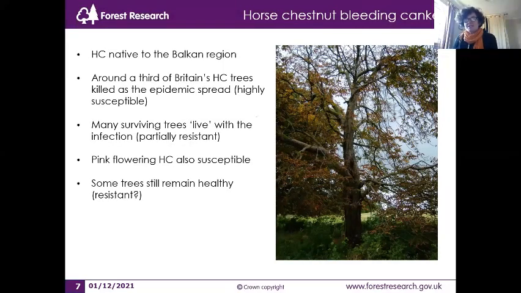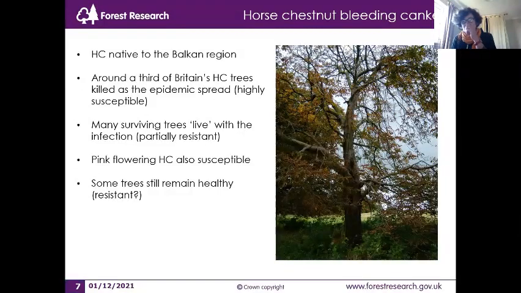You probably are aware that horse chestnut is not native to Britain. It's native to the Balkan region and continental Europe, and it was introduced into Britain in around the 16th century. So it was planted here, and we don't know what the genetic diversity of horse chestnut in the UK is. But we do know that when the epidemic spread across Britain, about a third of Britain's horse chestnut trees were killed outright. So these trees would have been highly susceptible individuals.